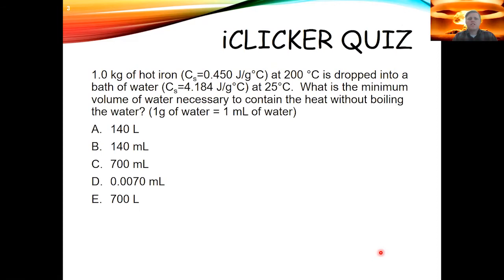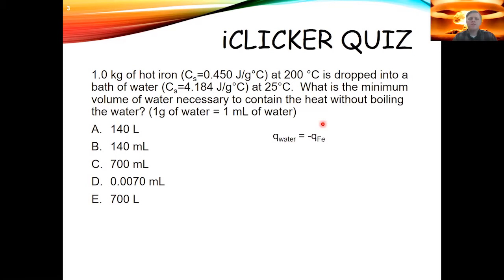Let's give you a chance, though, to try this out. Let's say we've got 1 kilogram of hot iron. It's got a heat capacity listed here. And the hot iron is 200 degrees Celsius, and it's dropped into a bath of water. And the water has a heat capacity of 4.184 joules per gram per degree Celsius at 25 degrees Celsius. What's the minimum volume of water necessary to contain the heat without boiling the water? And just a note here, 1 gram of water is equal to 1 ml of water. Go ahead and pause the video and try and figure this out, and then we can go over it.